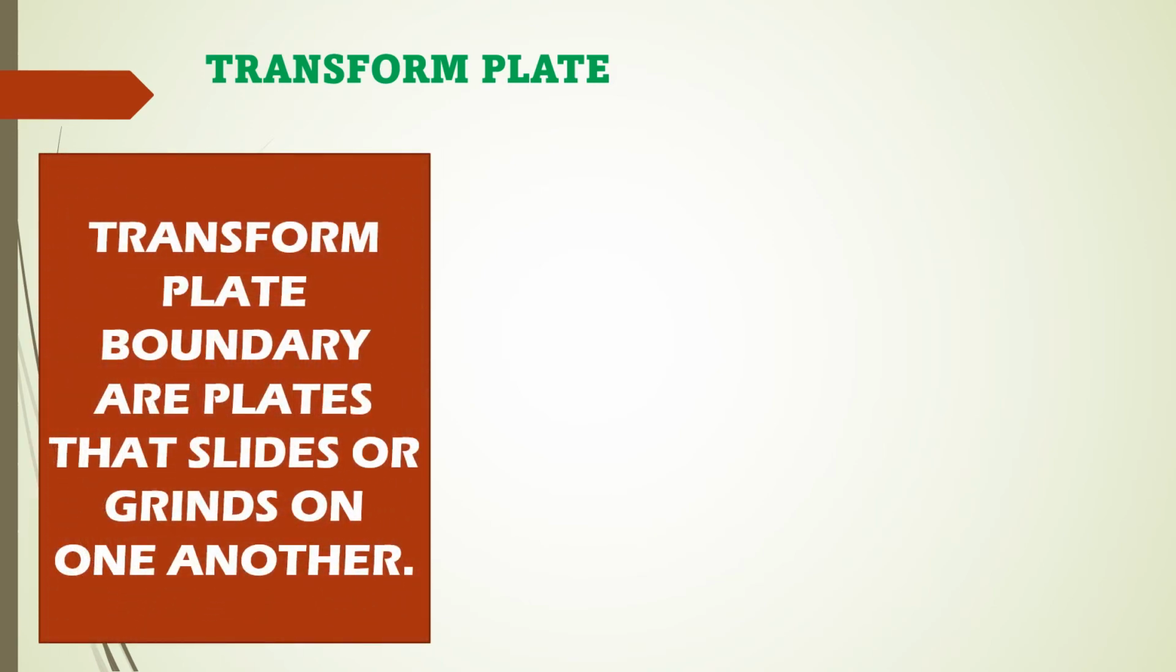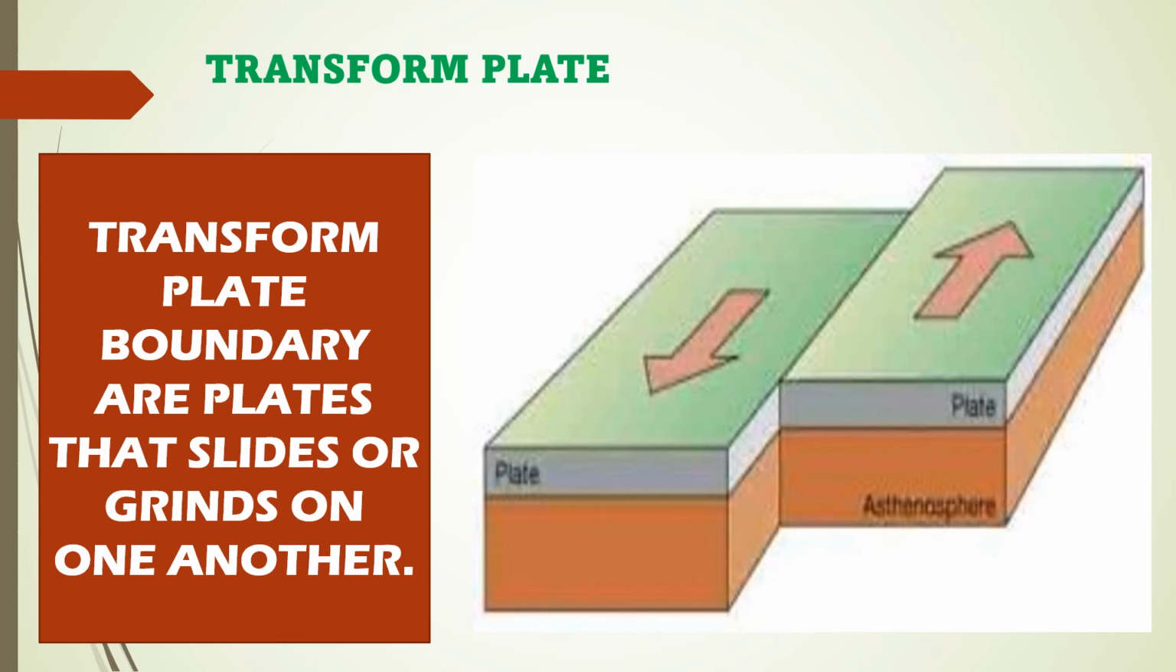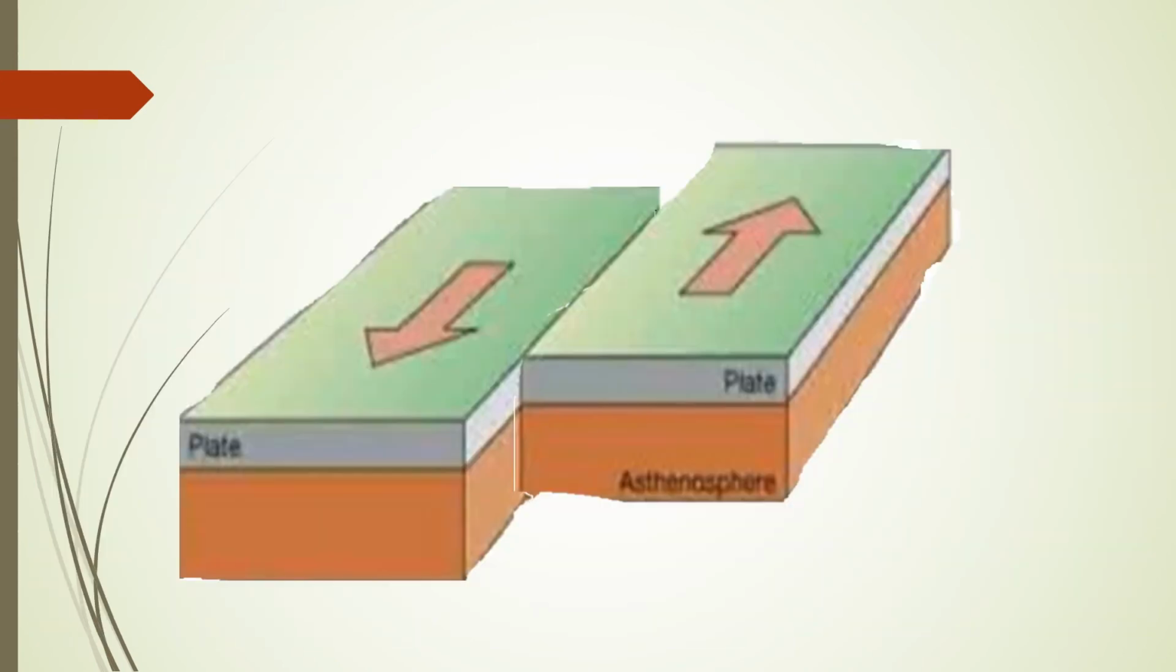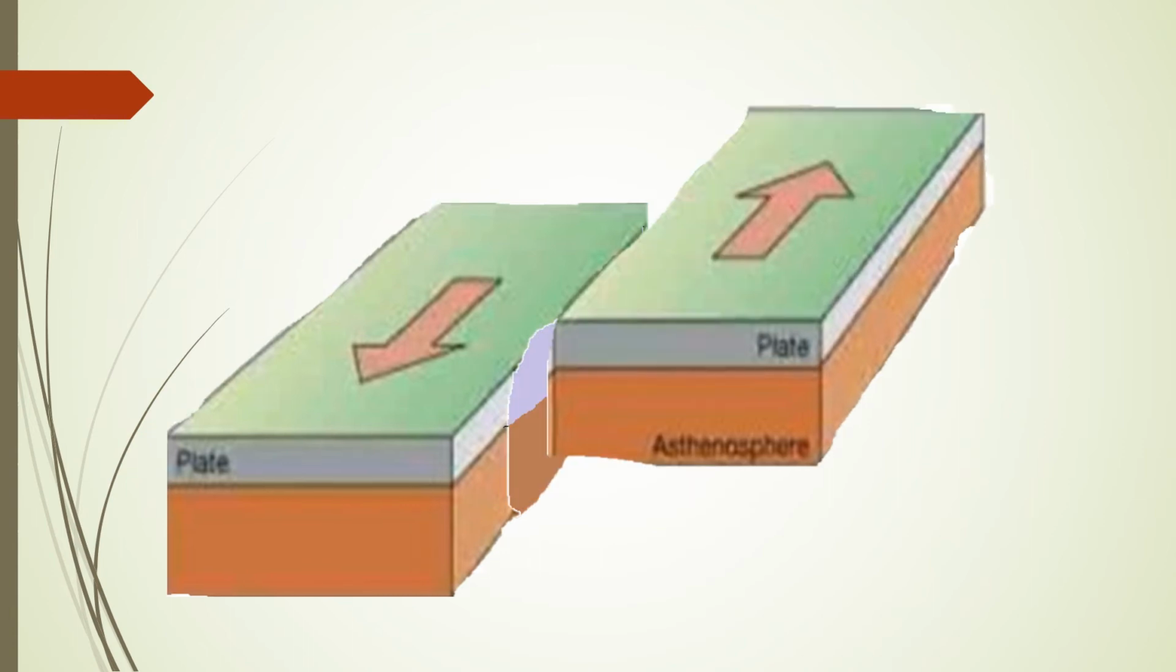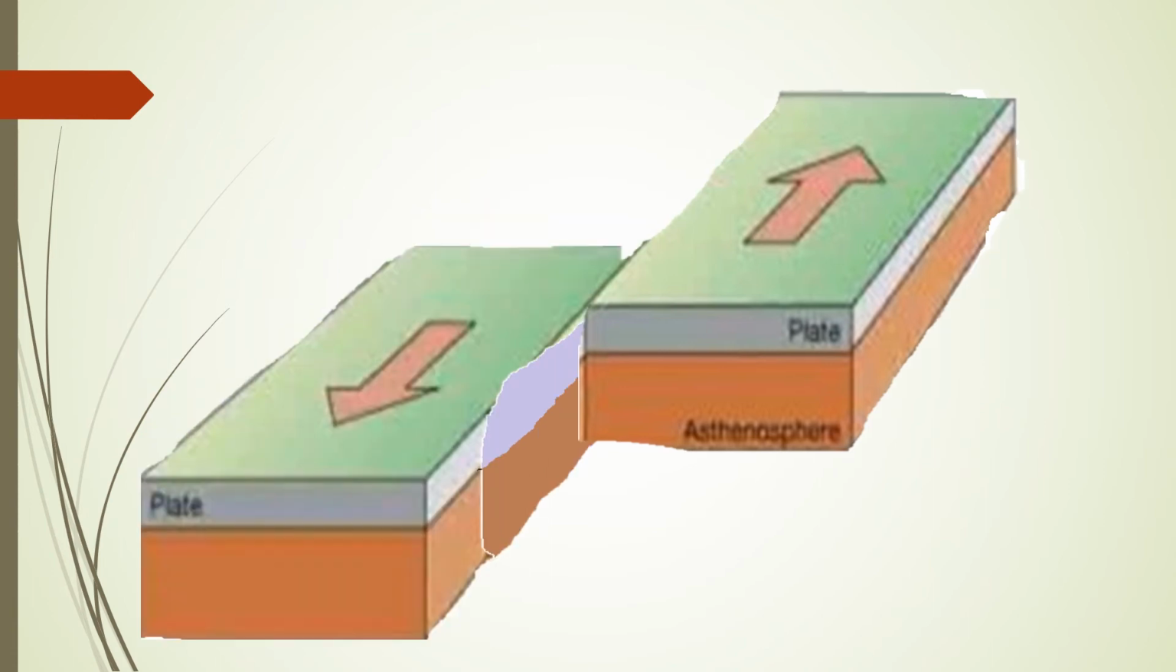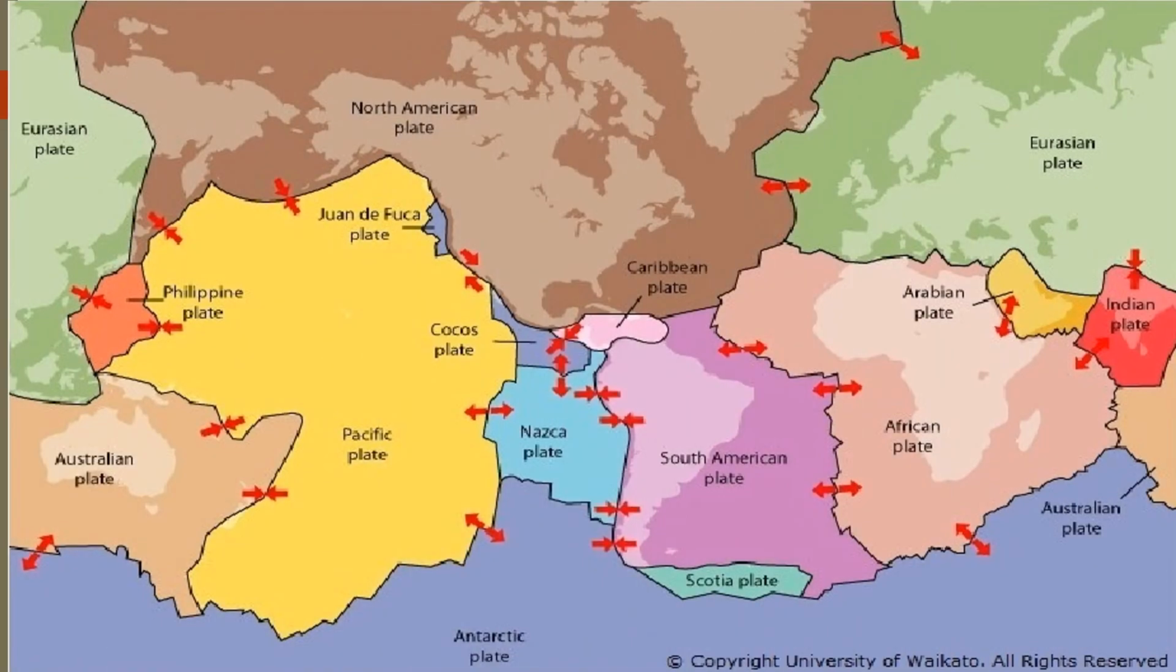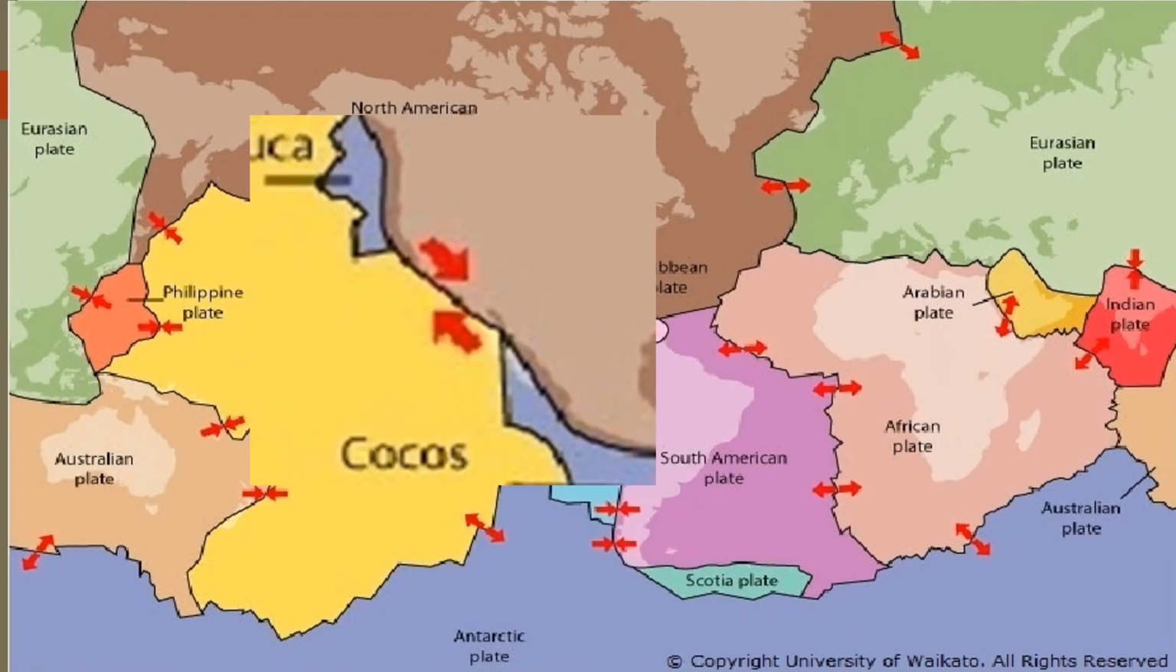The third type of plate boundary is a transform plate boundary. Transform plate boundary are plates that slide or grinds on one another. The plate do not collide nor move away from each other. They move side by side along each other, causing a grinding and sliding motion. The examples are North American plate and the Pacific plate.